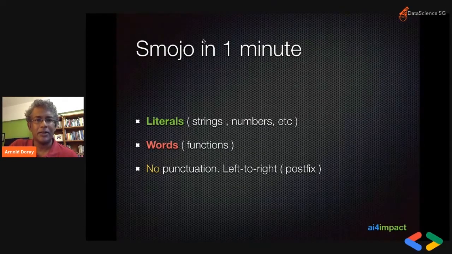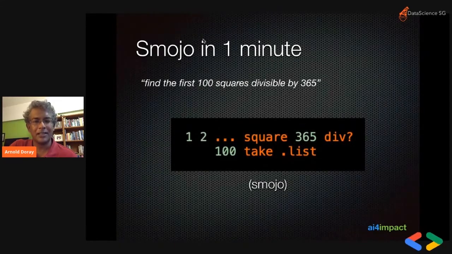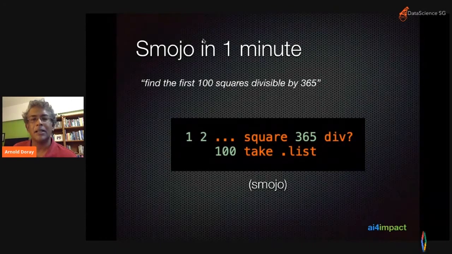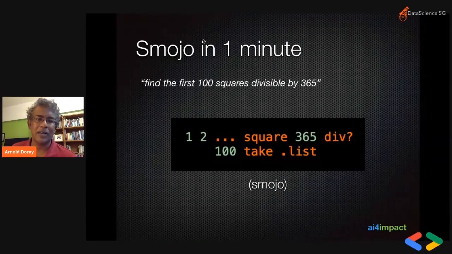All right, this is a more difficult example. Let's say you are asked to find the first 100 squares divisible by 365. Most of you probably know how to program this, but here's how we do it in Smojo. First, you take 1, 2, and the dot, dot, dot creates an infinite sequence, 1, 2 to infinity. That's an infinite sequence, so it's lazy. Then you square the infinite sequence, so you have 1, 4, 9, etc. Then you filter off those which are divisible by 365. You take the first 100 of that list, truncating it, and then you print it out. The dot list prints out the list.